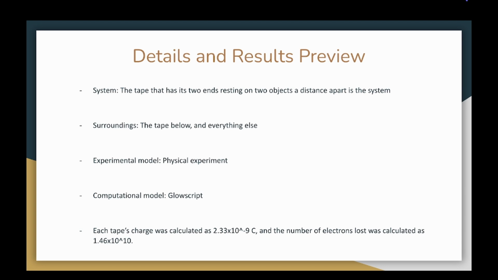And a quick results preview. Each tape's charge is calculated as 2.33 times 10 to the negative 9th power coulombs, and the number of electrons lost was calculated as 1.46 times 10 to the 10th power.